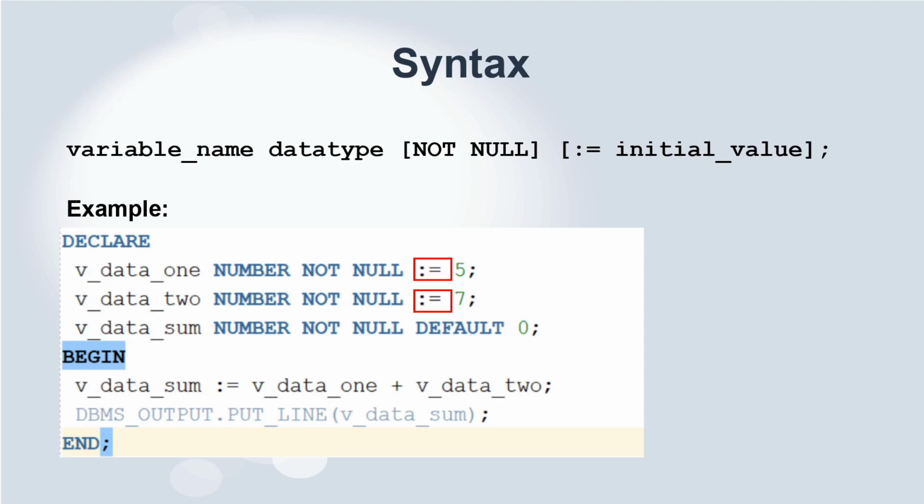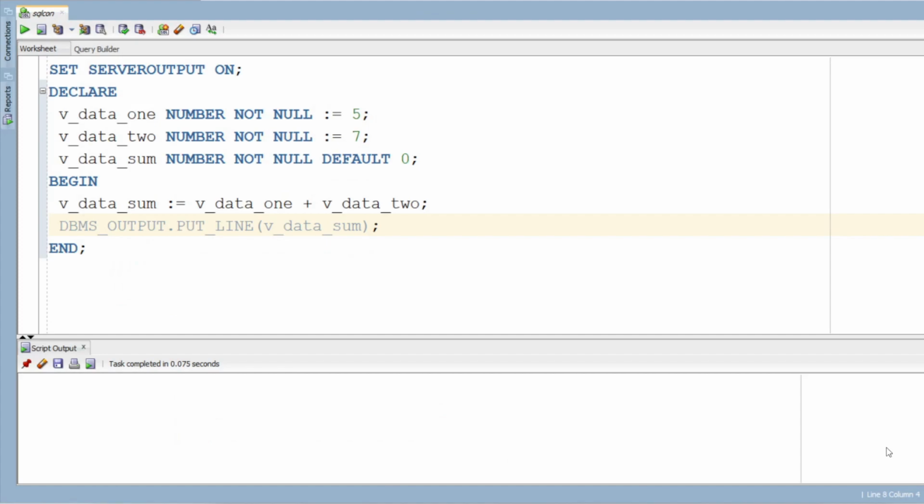You can see in the example that for vdata1 and vdata2, colon equal sign is used for assignment, and for vdatasum, the DEFAULT keyword is used. Let's check the variable example practically.